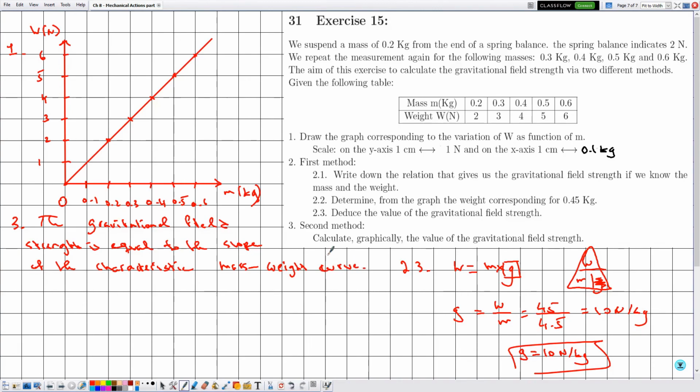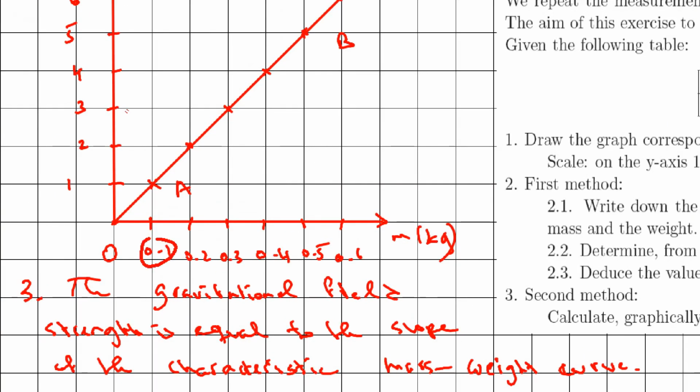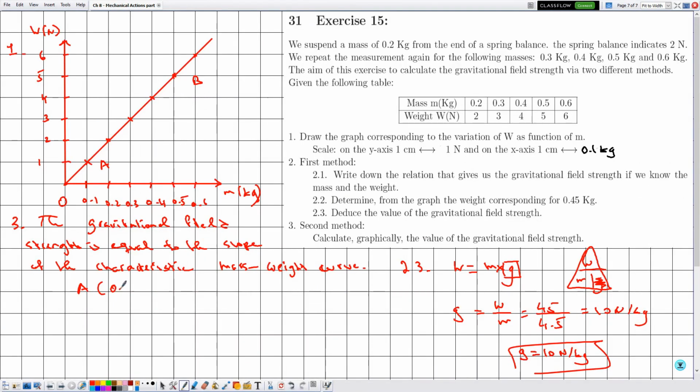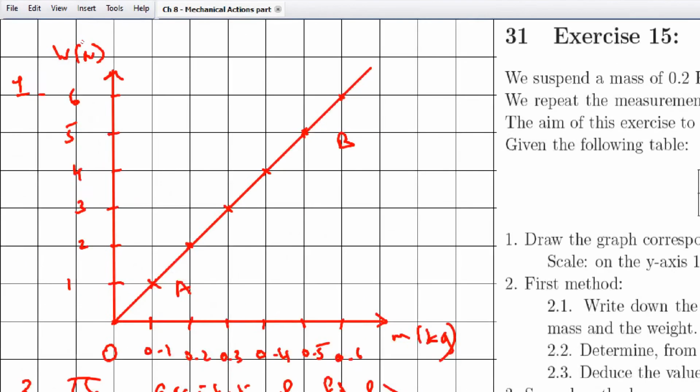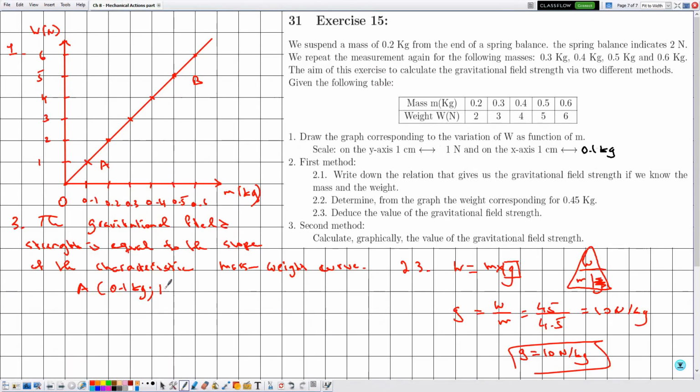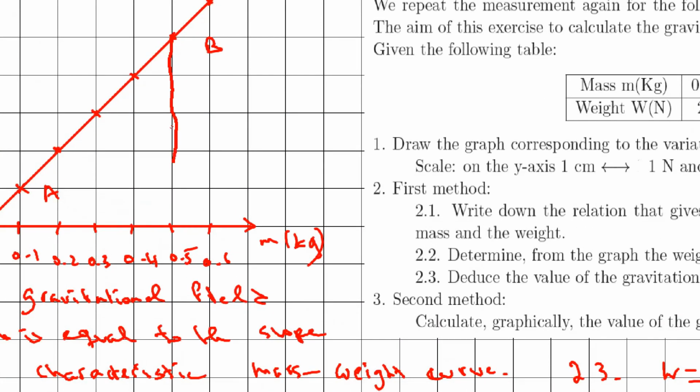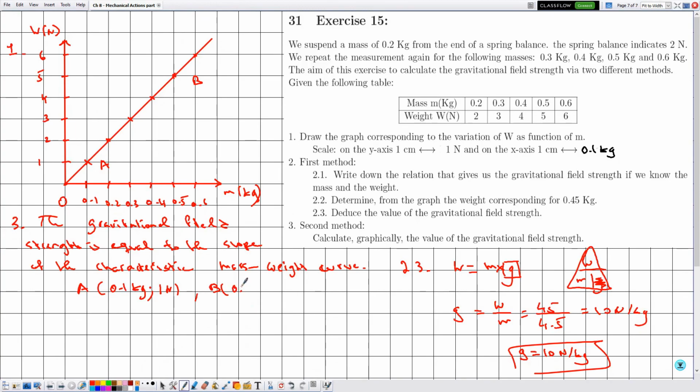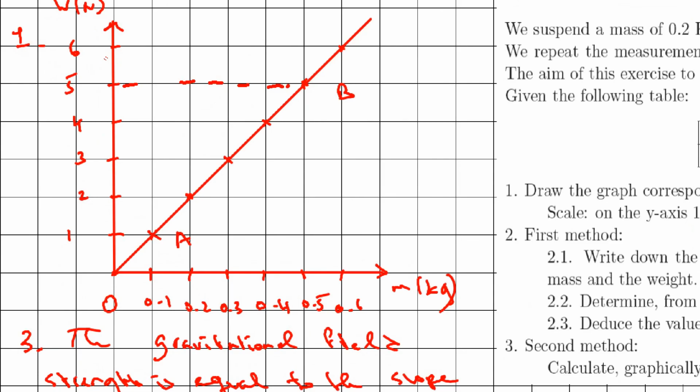Step number 2, to choose any 2 points belonging to the curve. We can choose A and choose this point to be B. Let me write the coordinates of these points. A, we start by the mass, which is 0.1 kilograms, and by the weight, which is 1 in newtons. As for the point B, it has a mass of 0.5 kilograms. As for the weight, it is 5 newtons.